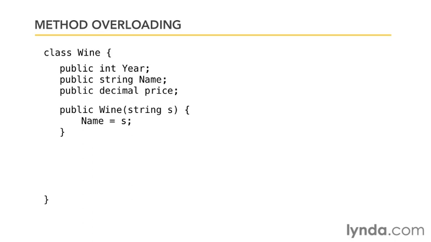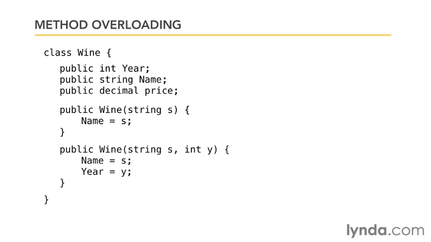In this case, it takes a string argument, and it sets the value of the name variable to whatever argument was passed in. That's great, but what if I also wanted to give people that are using this class a way to initialize the class or construct the class with both a name and a year? Well, I could simply just define another wine constructor function like this. In this case, I've got a wine constructor, which takes a string and takes a year.